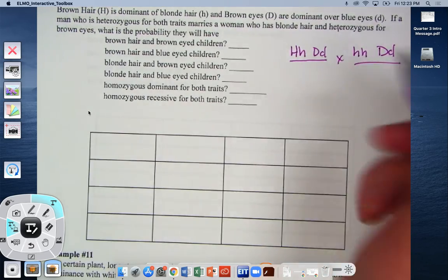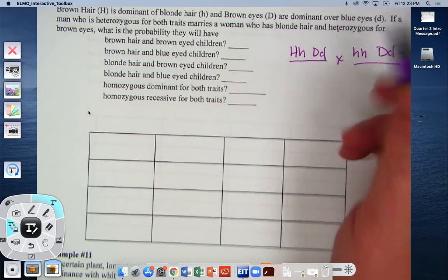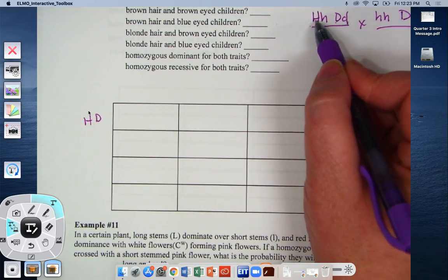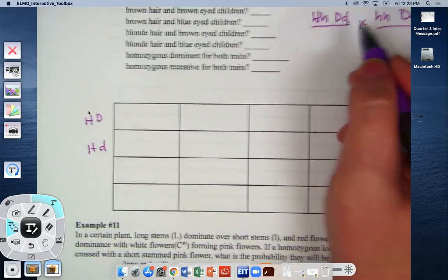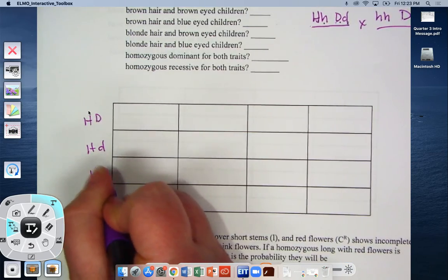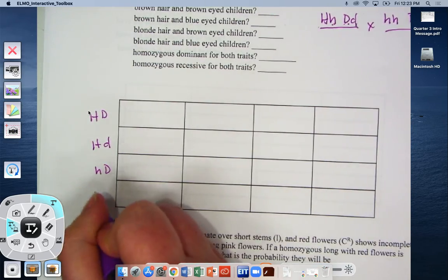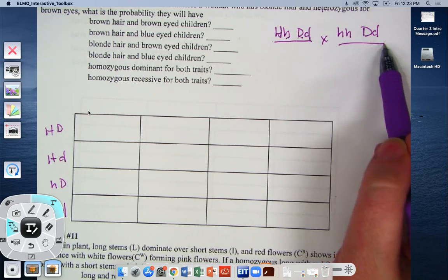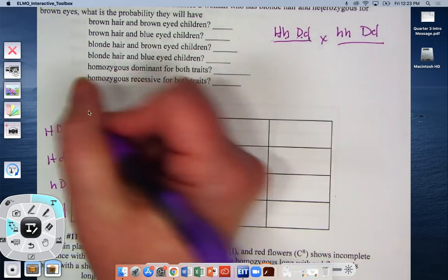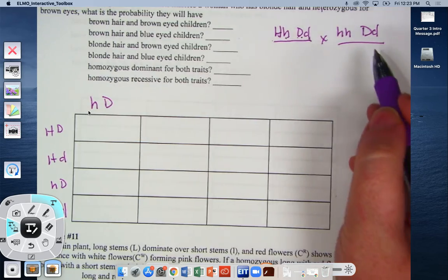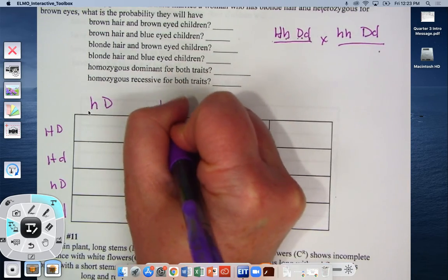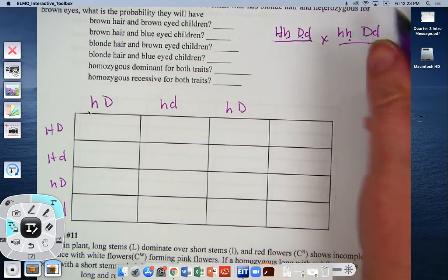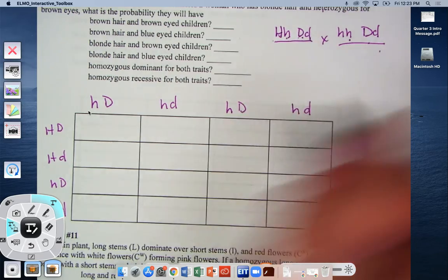Okay. So again, we're going to FOIL. So I'm going to FOIL this parent: capital H, capital D, capital H, lowercase d, lowercase h, capital D, and lowercase h, lowercase d. Then I'm going to FOIL the mom, right? So little h, capital D, little h, lowercase d. Second one on the inside, right? We have little h, capital D, outside, little h, lowercase d.